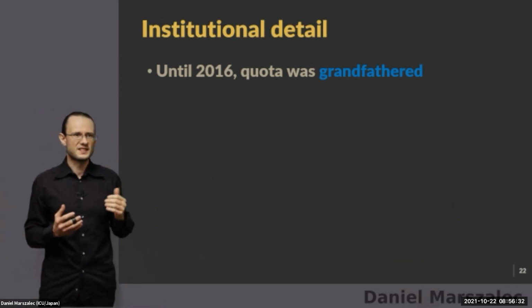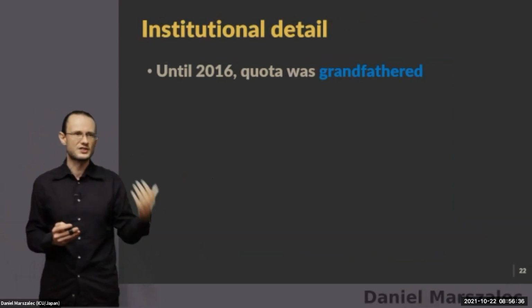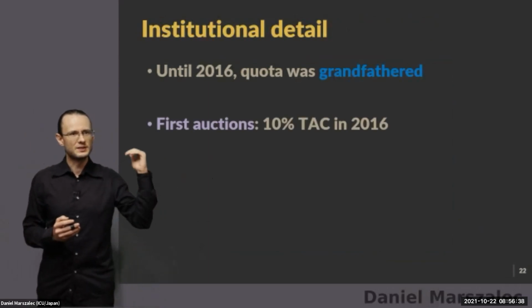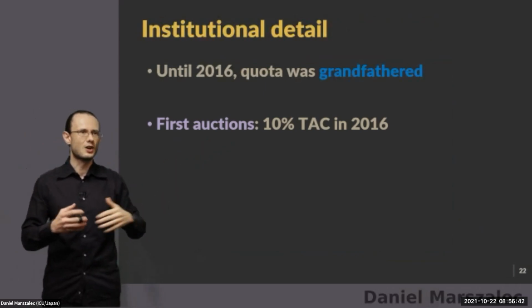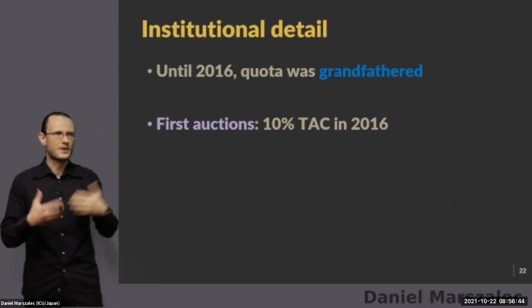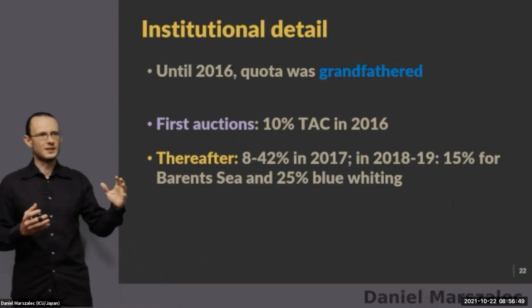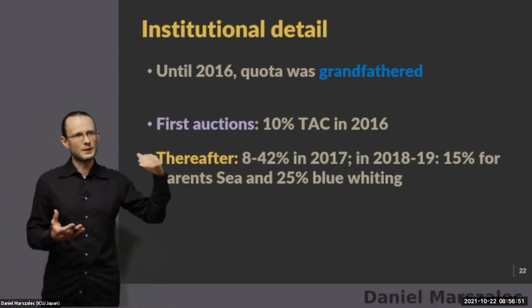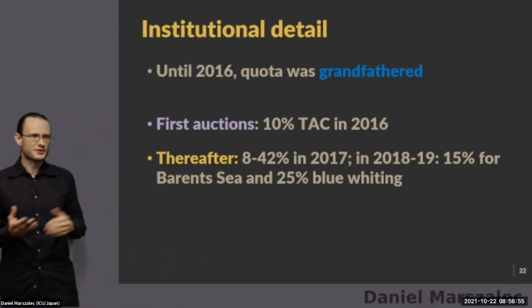Until 2016, all of the quota was purely grandfathered, so it was just allocated based on historical catch patterns. But in 2016, they experimented with running auctions for 10% of total allowable catch, or the total allowable annual quota. Thereafter, the portion that was auctioned rather than grandfathered was gradually increased depending on species.